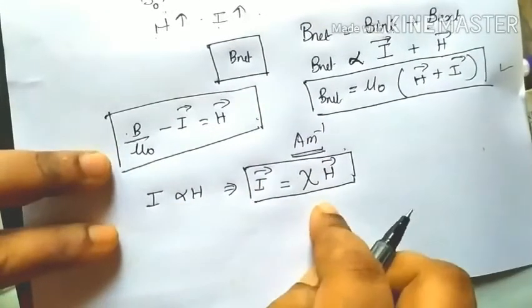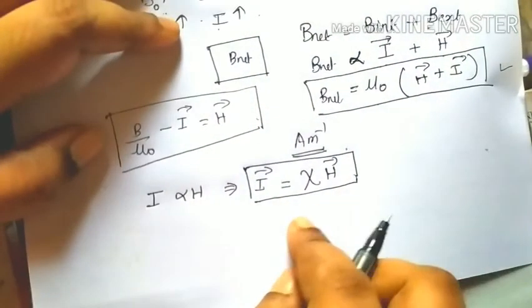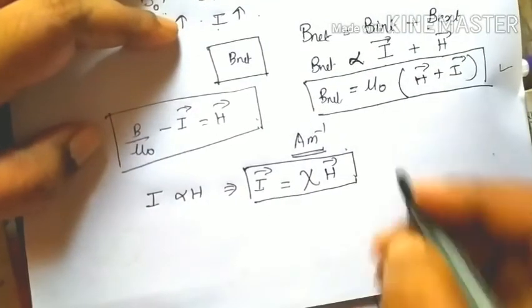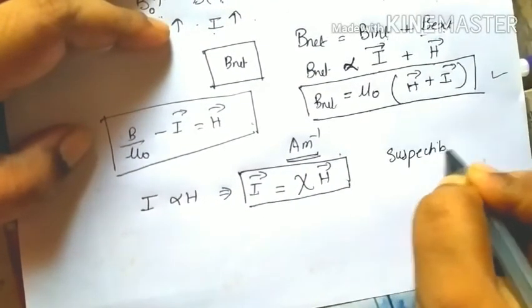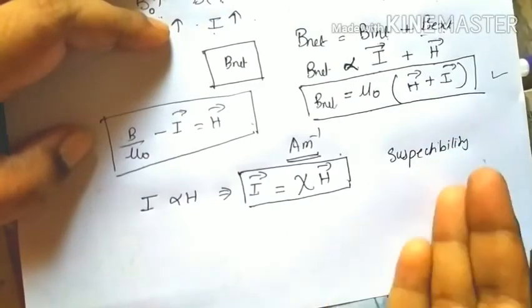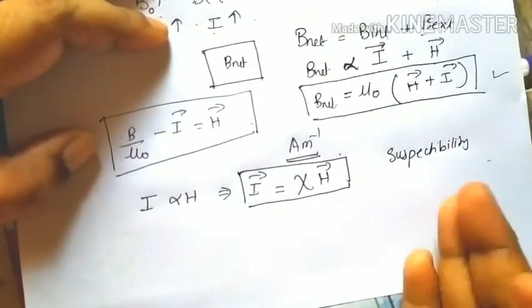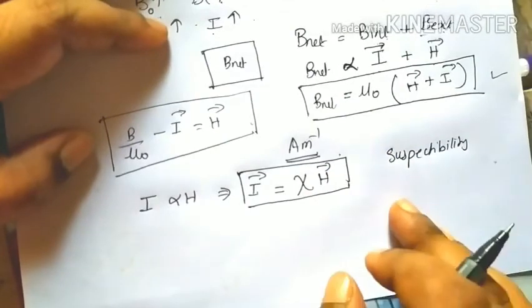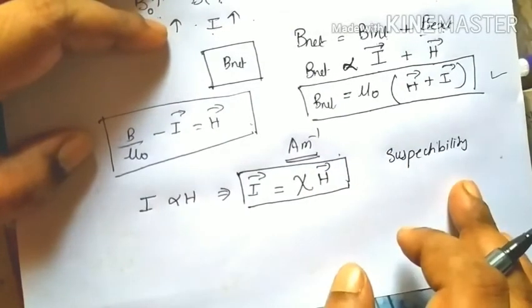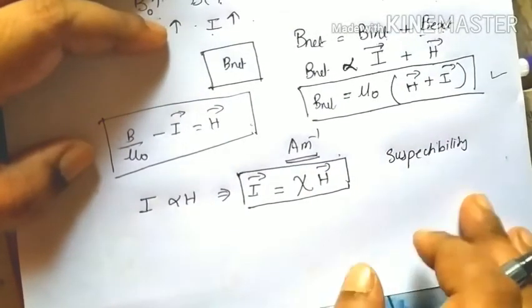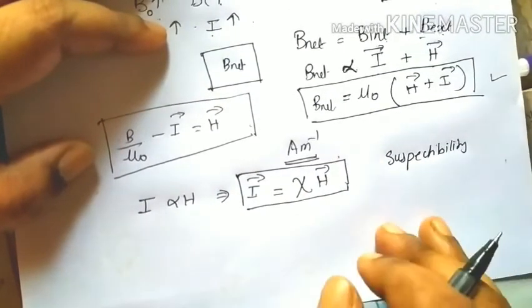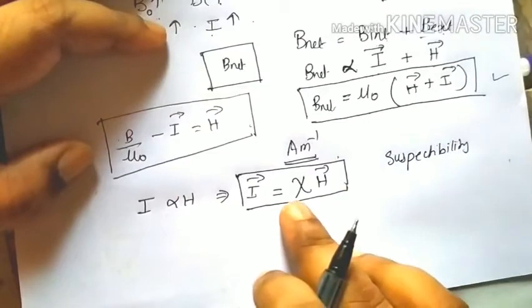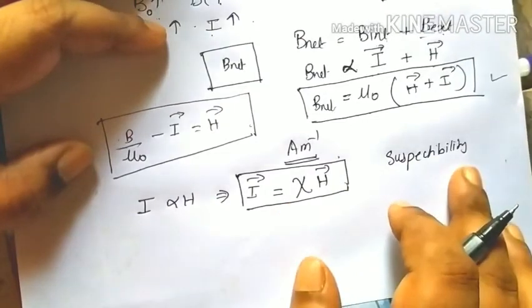Removing this proportional, this zeta is known as magnetic susceptibility. How much susceptible this object is towards magnetism, that is given by the term susceptibility, right? And it depends upon the material which you are taking and temperature, etc. For different objects there is different susceptibility, right?